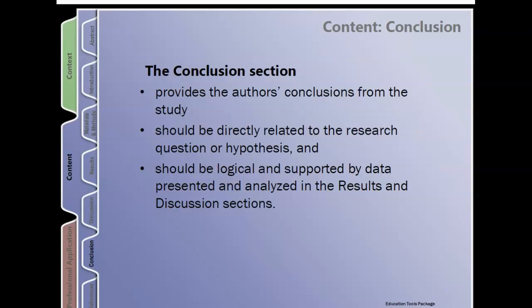We also have a conclusion section, and in the conclusion, they conclude all the findings.